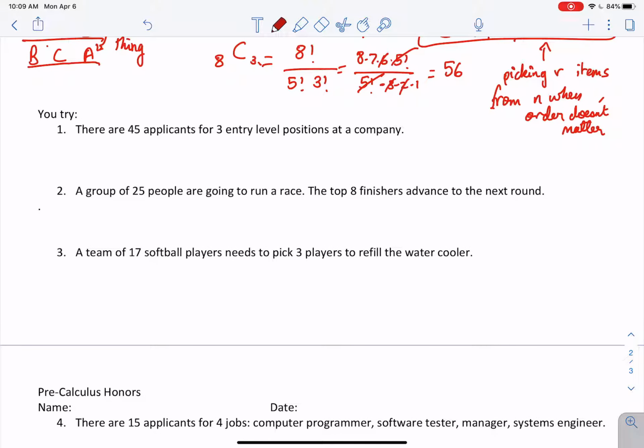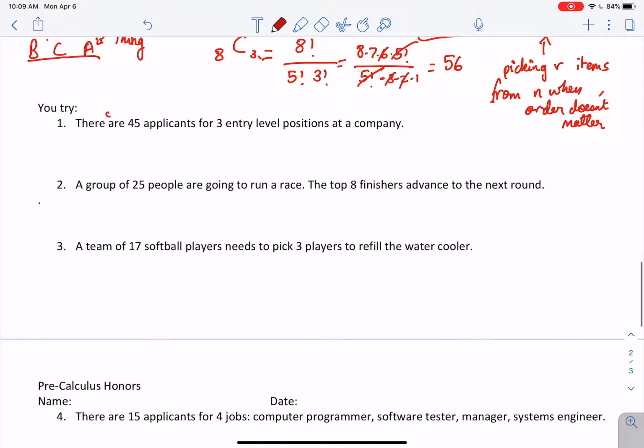Okay. So let's look at this next one. We have 45 applicants for 3 entry-level positions at a company. So in this one, order doesn't matter because it's the same position. They're all entry-level positions. And so this would be a combination. So I need 45 C 3, which would then be 45 factorial divided by 42 factorial, 3 factorial.